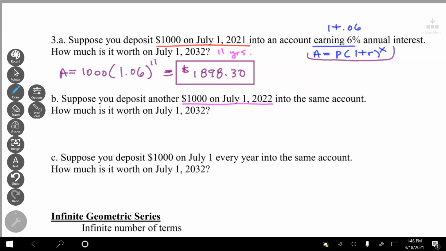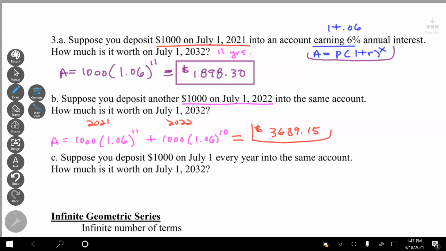Let's say the next year you put in another 1,000. So how can we set this up? A is going to equal 1,000 times 1.06 to the 11th, plus another 1,000 times 1.06 to the 10th, because now you're going to earn 10 years of interest when you go from 2021, your $1,000, and 2022, your other $1,000. That's going to earn 10 years of interest, and I put both these in the calculator, and I get 3689.15, and that's what I would have if I put $1,000 in over the next 2 years into an account.